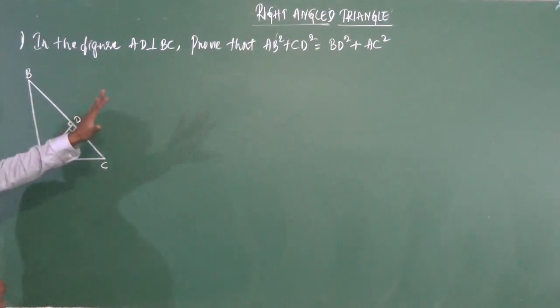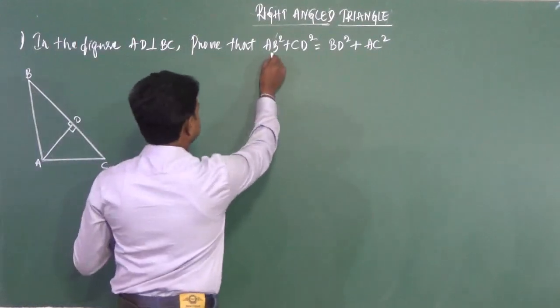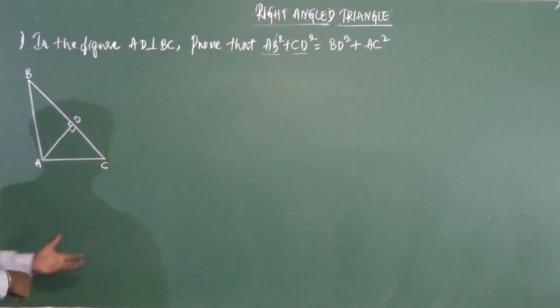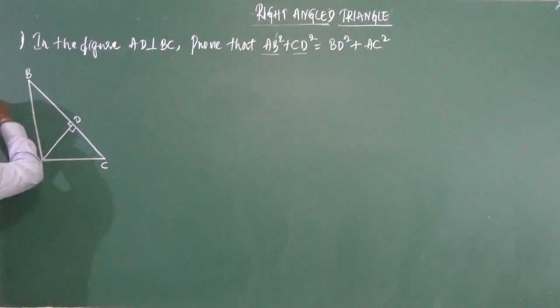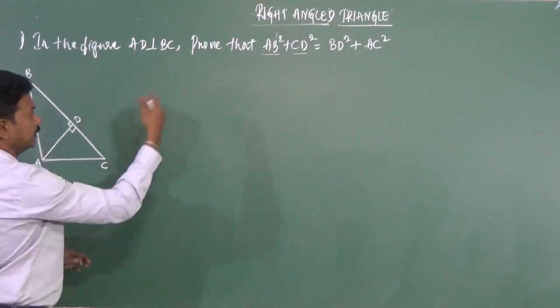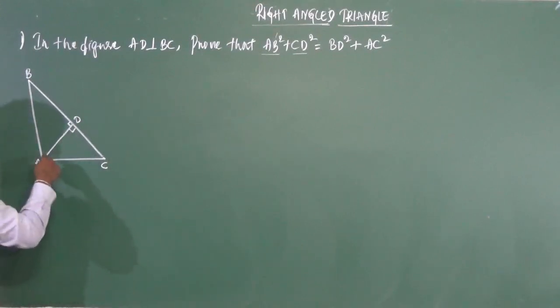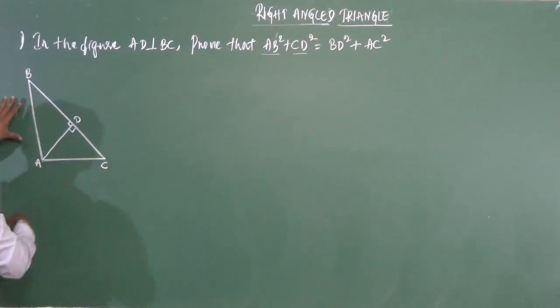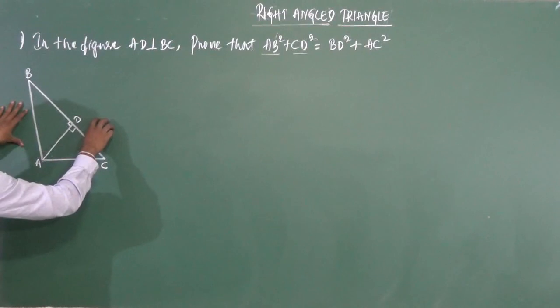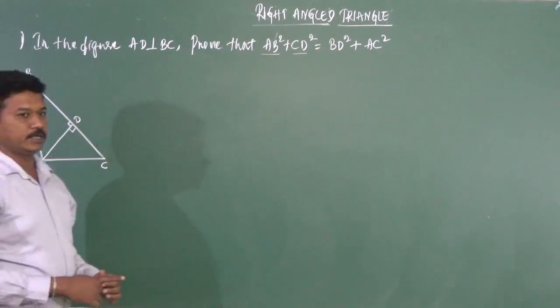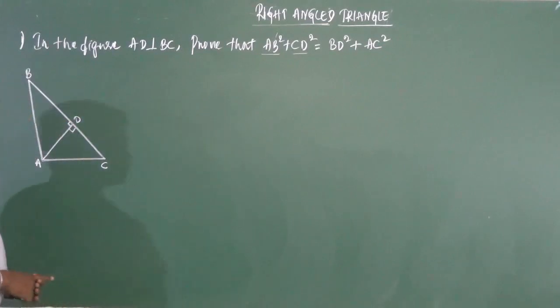Using this, you have to prove that AB square plus CD square, the square on AB plus the square on CD. The square which is built on AB plus the square built on CD, the sum of the areas of these two squares is equal to BD square plus AC square. So the area of the square built on AB plus the area of the square built on CD is equal to the area of the square built on BD plus the area of the square built on AC. That is what we have to prove here. It's a tricky problem.